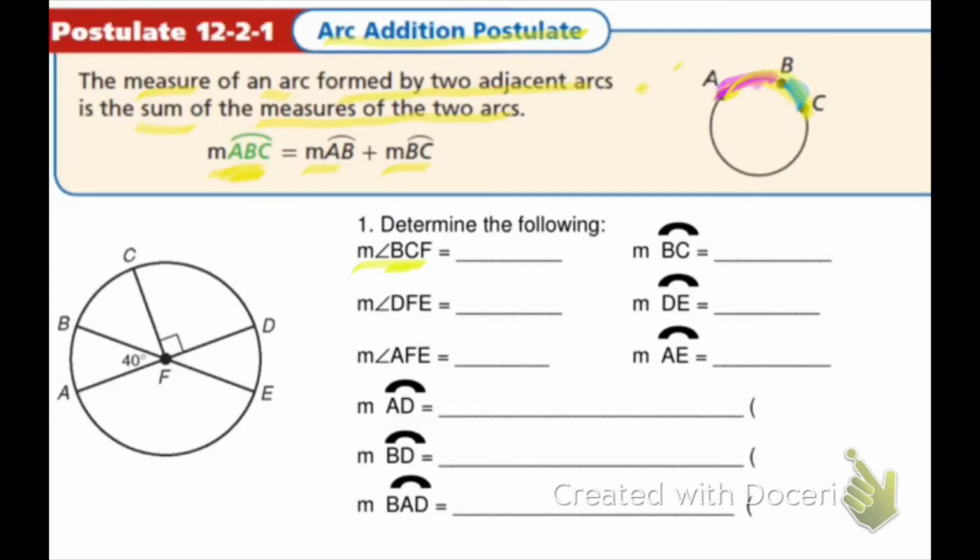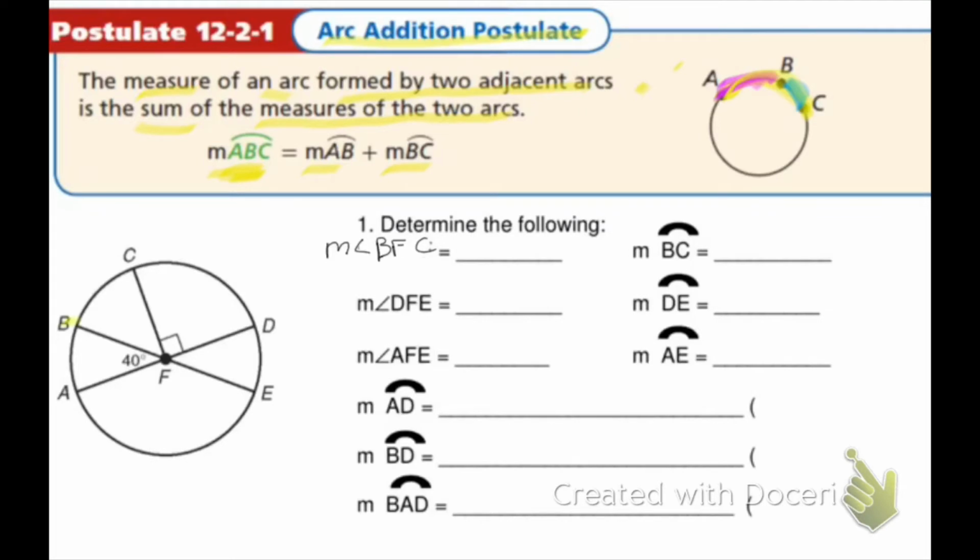Alright, so let's go and look at solving a few of these. Now, the first thing we need to do is note that we're looking at BCF. That's obviously incorrect. So go ahead and change this to, let's look at the measure of angle BFC. So sorry about that little mistake.